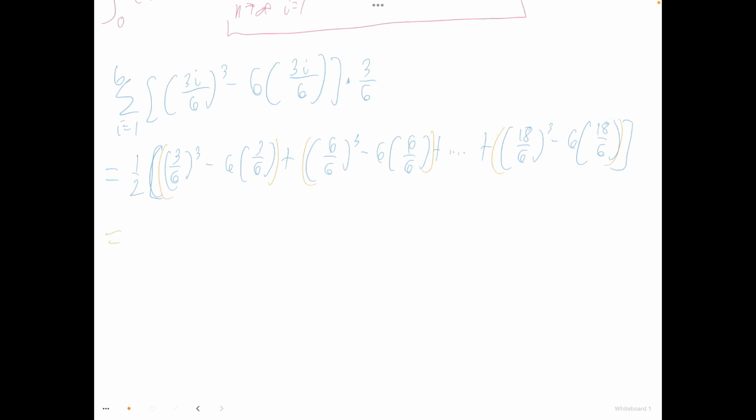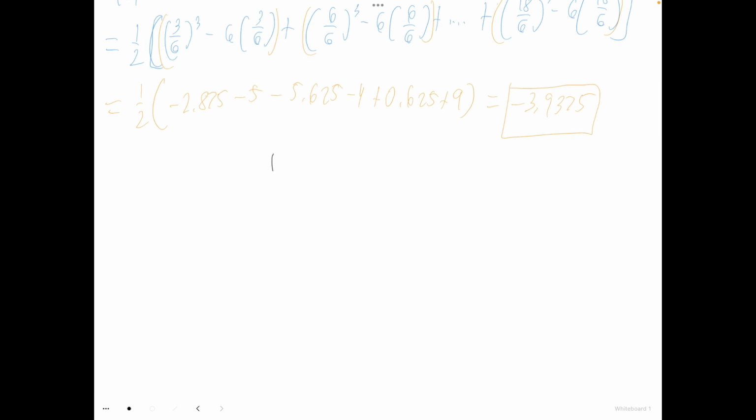And this becomes 1/2 times negative 2.875 minus 5 minus 5.625 minus 4 plus 0.625 plus 9, which is negative 3.9375. And so this gives us an approximation for the integral. Now notice that this value is negative. And that's just because if you actually look at the graph, this is a very rough sketch of the graph.